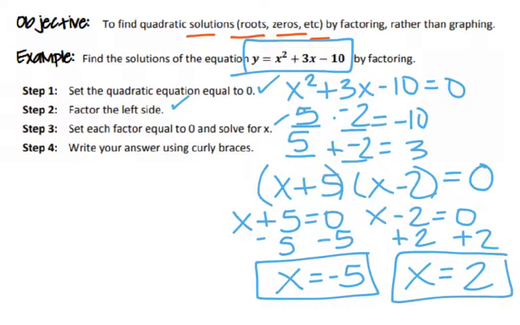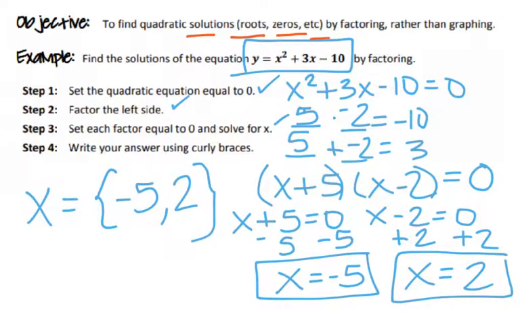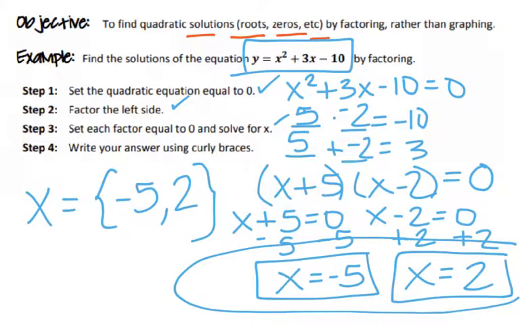Okay. So this one says write your answer using curly brackets. So you might see it like this: x equals curly bracket -5, comma 2, curly bracket. I do not care which one you do. So I'm probably going to start doing just this one, but just know that if you see this over here, it means the same thing.